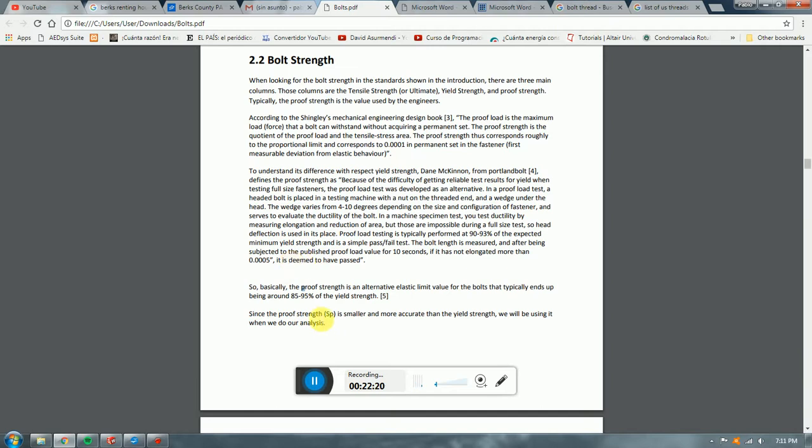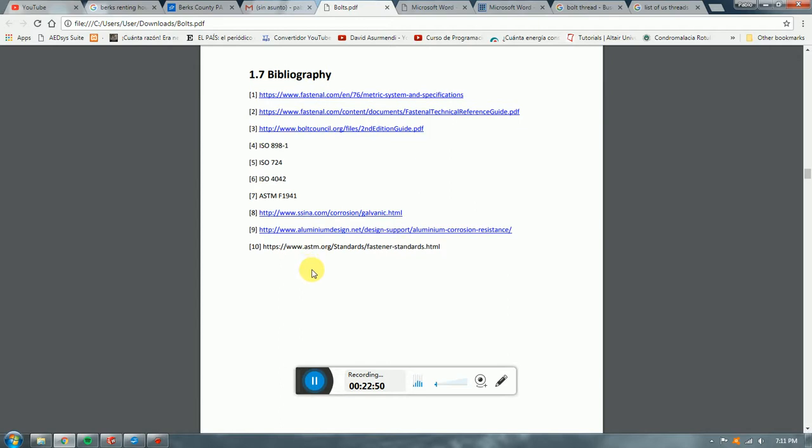The proof strength, which is also typically defined as Sp, is then at the end smaller and more accurate than the yield strength based on this definition that I had here. And we will use that one in our analysis. So in the future, when we start talking about non-preloaded bolts or preloaded bolts, we're going to compare all the calculations that I get with the proof stress, or strength, sorry, of the bolt. And this is pretty much everything for today.